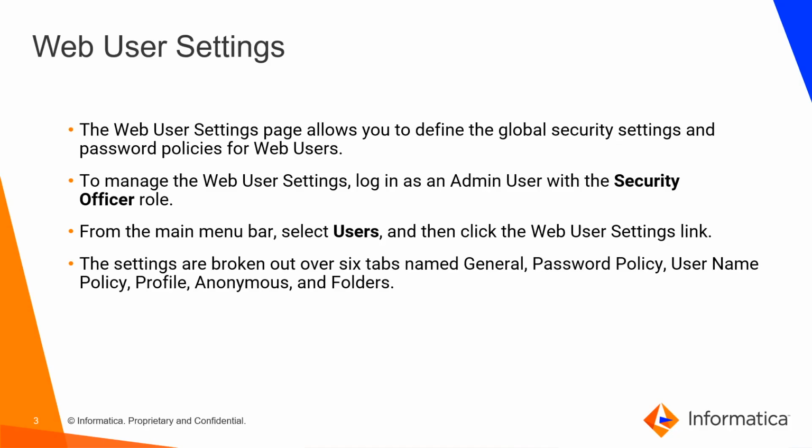Web user settings. The web user settings page allows you to define the global security settings and password policies for web users. To manage the web user settings, you have to log in as an admin user with the security officer role. From the main menu bar, select users and then click on the web user settings link. The settings are broken out over 6 tabs named general, password policy, username policy, profile, anonymous, and folders.